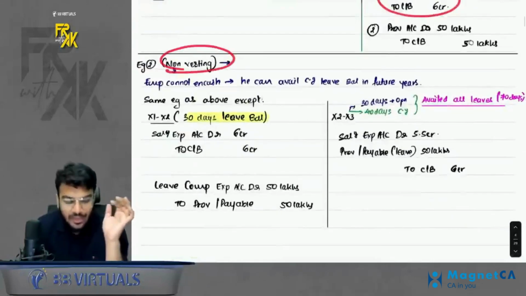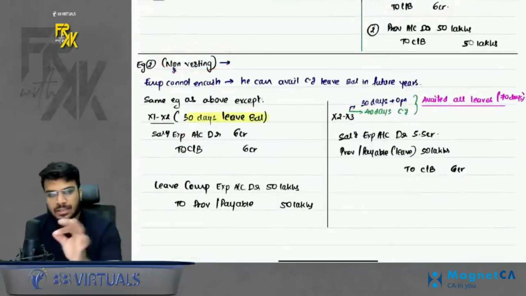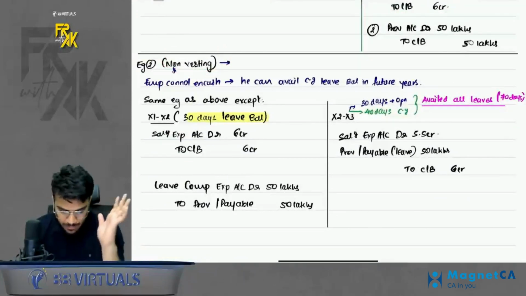Achha. What if it is non-vesting? That means in the next year he cannot encash it, he can take extra leaves. So do remember, in the current year, the company books the salary and the leave expense and payable.